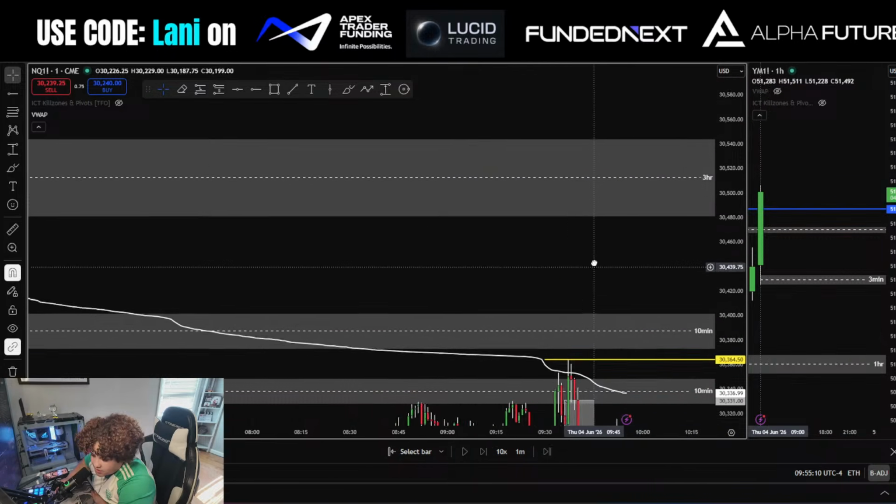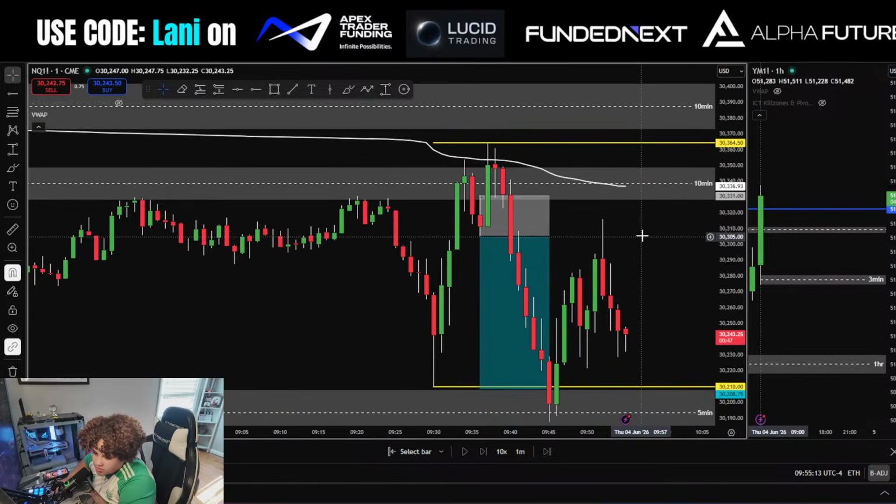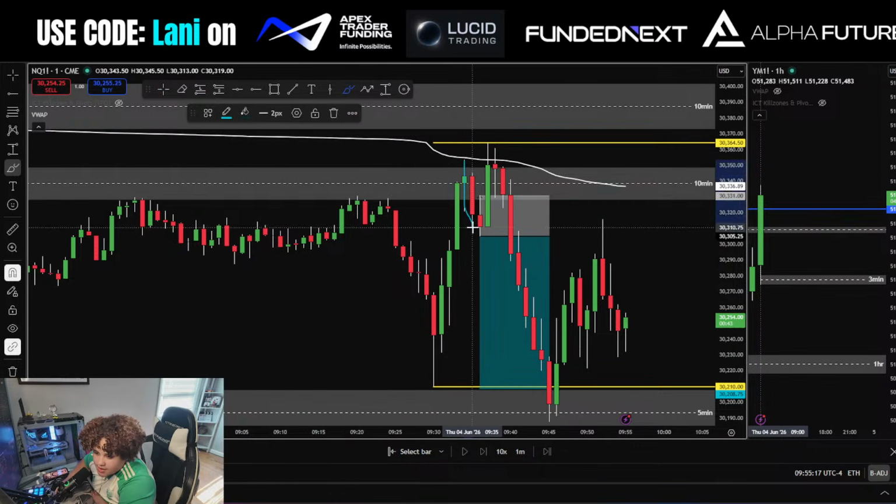Even with the trade I just took now, right? We bought up pretty aggressive. Once we got to this area of interest, we kind of chopped up, and then it reversed.